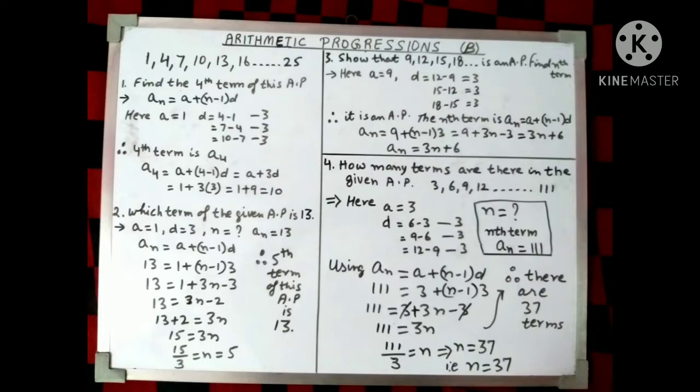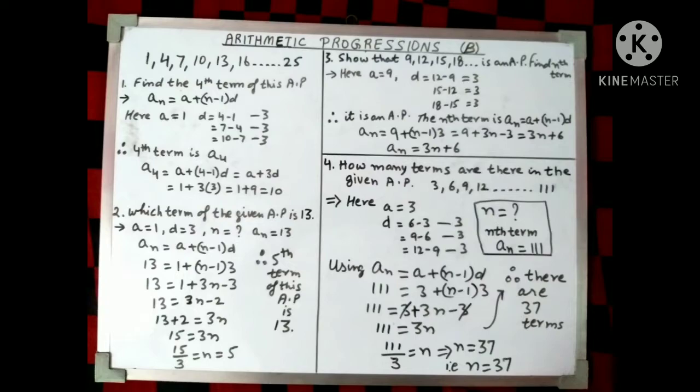So that you get a very clear idea how to use these formulas. All these questions are very important types, right? So pay attention and see what steps we are doing so that we can calculate them very easily. So we have the first question: we are given an AP 1, 4, 7, 10, 13, 16 and so on till 25, right? As you see on the board. So we have to find the fourth term of this AP.